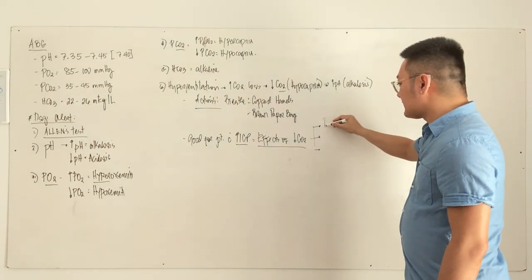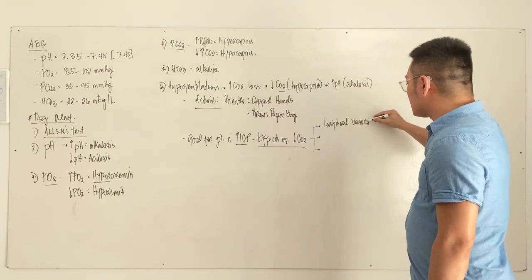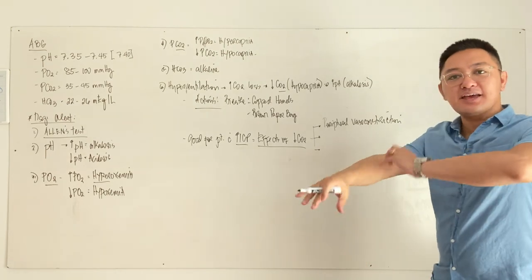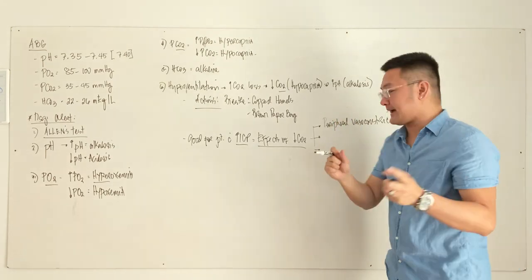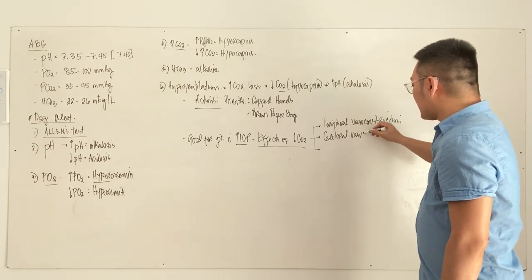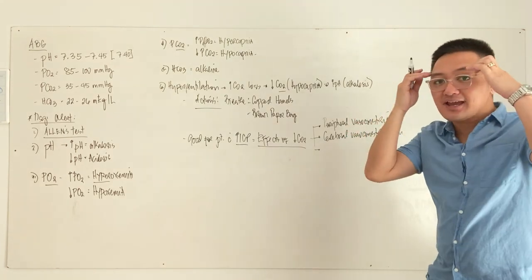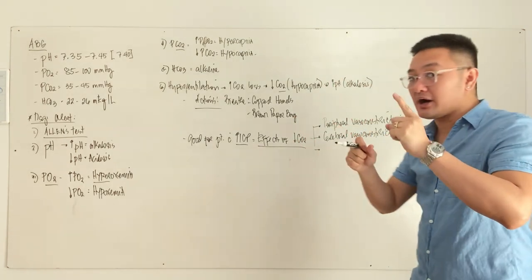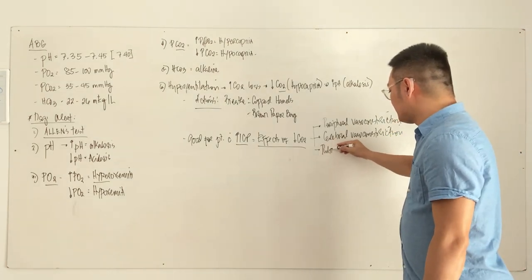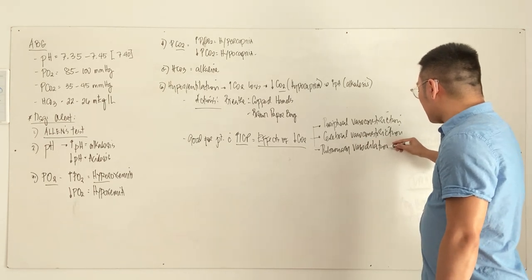So again, the effects of hypocapnia, or the effects of hyperventilation leading to hypocapnia, are the following. The patient will end up having peripheral vasoconstriction. In short, the blood vessels in the peripheral area will constrict. What else? The patient will have cerebral vasoconstriction. In short, the blood vessels in the brain will constrict. But the blood vessels in the pulmonary area will dilate. So this will lead to pulmonary vasodilation.